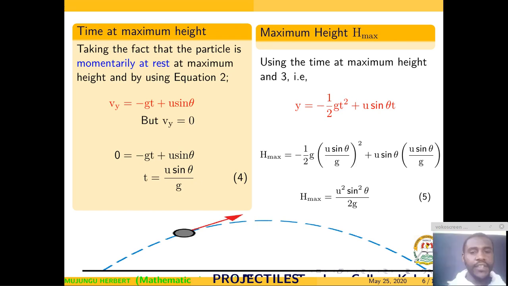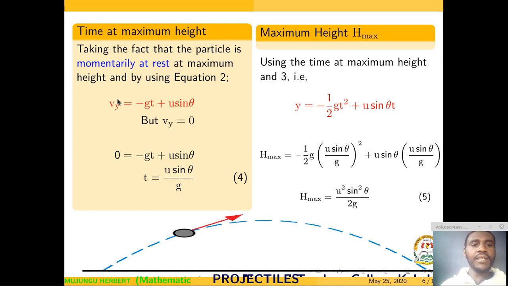So to solve this, we shall use equations for vertical motion. To begin with the first case for time at maximum height, we use equation 2 for velocity after a time t, and then we know that vertically, when the object reaches maximum, it is momentarily at rest. So at maximum height, the object is not moving. It has a velocity of 0. So it gives us this.